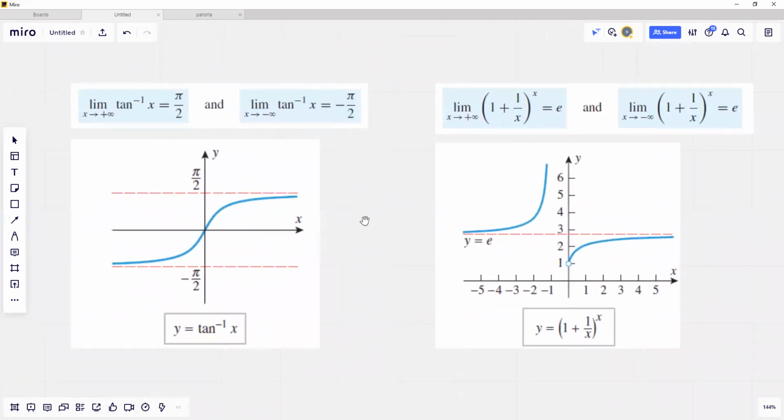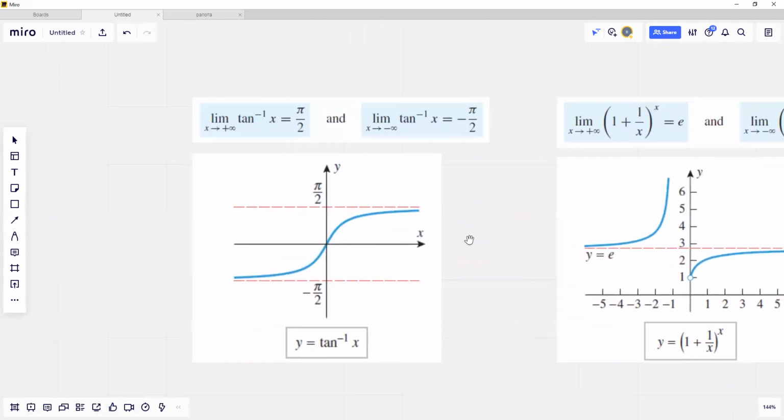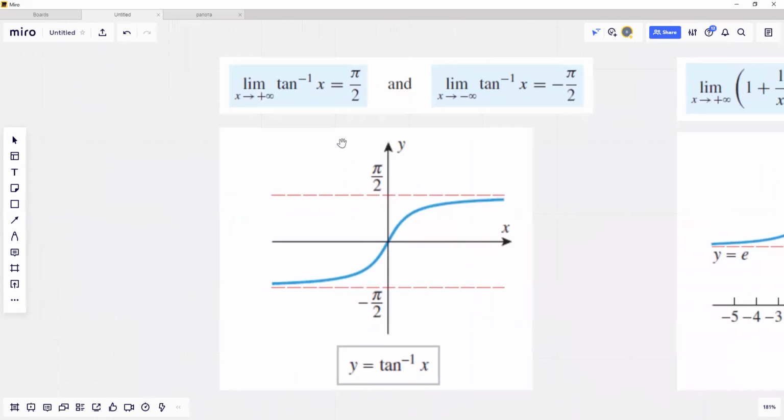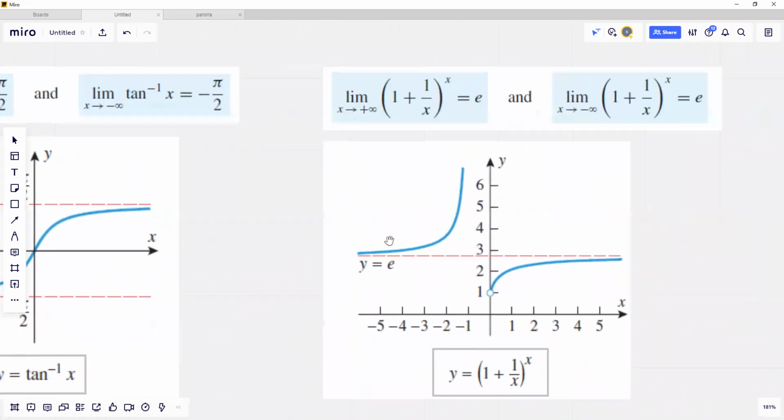All right, here are several other examples. Limit as x goes to plus infinity of inverse tan of x is equal to pi over 2. So we have a horizontal asymptote at pi over 2, and the other horizontal asymptote is at minus pi over 2. As we decrease values of x without bound, the value of inverse tan of x gets closer and closer to y equal to minus pi over 2.